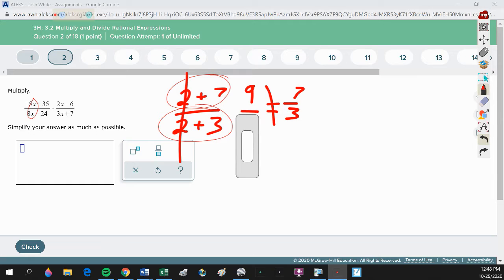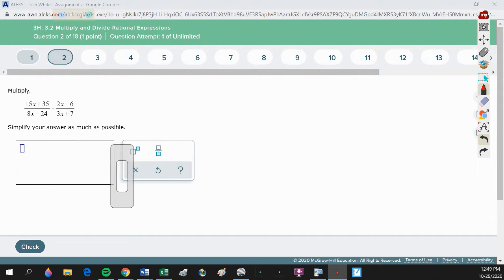How about 5? 9 over 5 is different than 7 over 3. So we cannot cancel a portion of an addition or a subtraction. We have to cancel everything or nothing. But we do have a trick. We can factor.